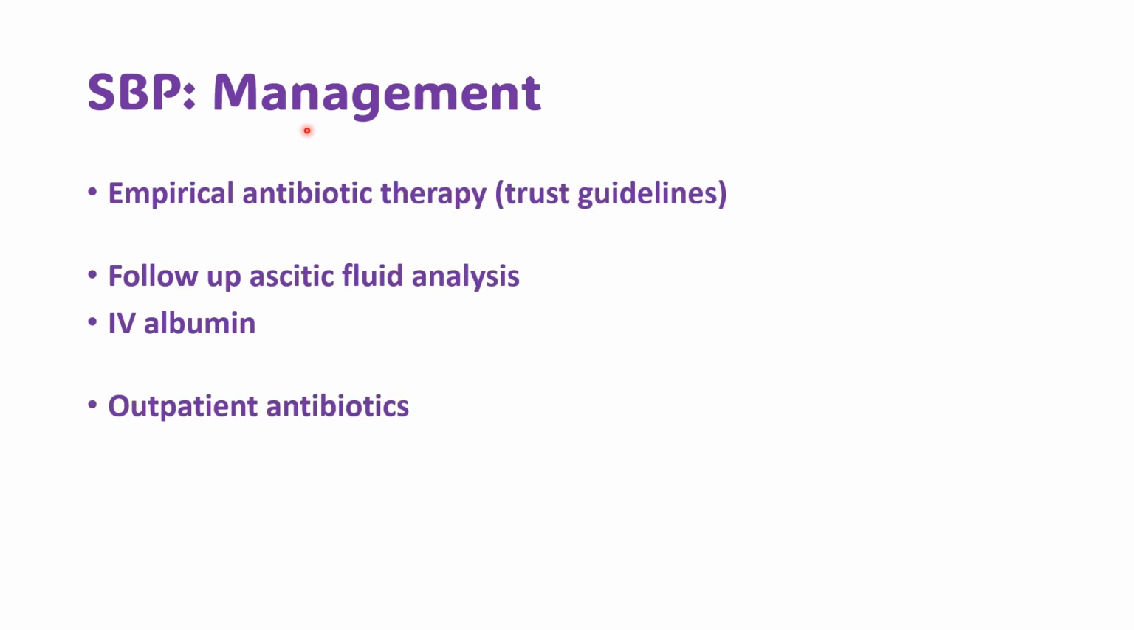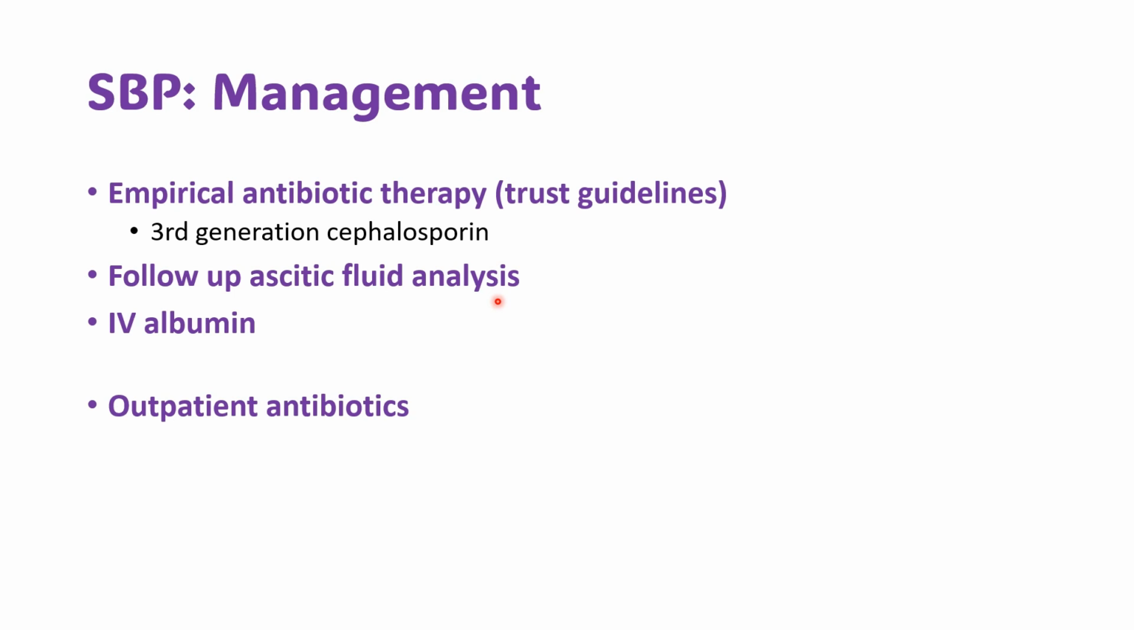So let's talk about the management of SBP. The first thing we want to think about is empirical antibiotic therapy, and this is going to be based on individual trust guidelines. We typically use a 3rd generation cephalosporin. Okay, and then after we've given the antibiotics, we want to do a follow-up ascitic fluid analysis, and the neutrophil count should have decreased by roughly 25% in 48 hours. If not, this could suggest that there's an abscess formation or viscus perforation, and we could have secondary peritonitis rather than spontaneous bacterial peritonitis.